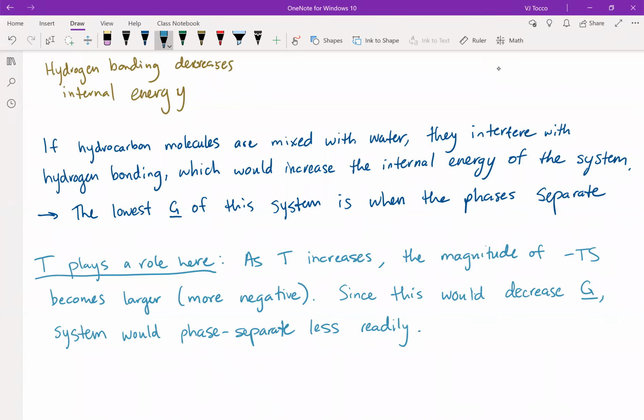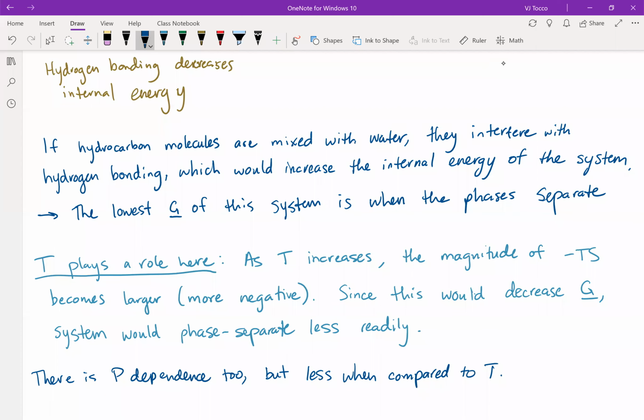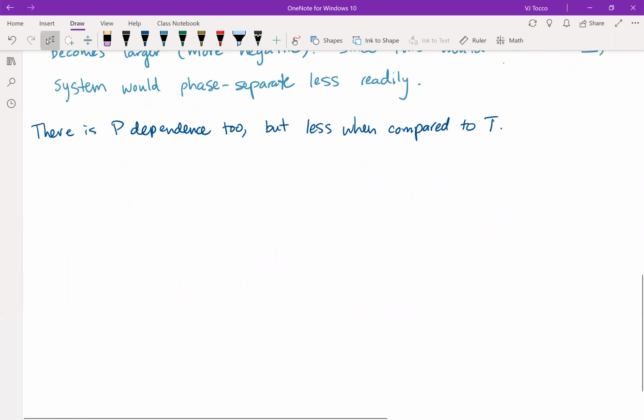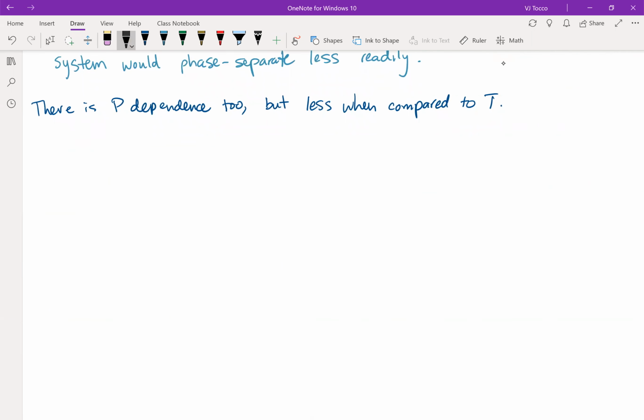Also note that pressure plays a role here, but as is the case for so many other examples, pressure has a reduced role in relation to temperature, but there is still some pressure dependence. So once again, this manifests itself in the phase diagram, which I drew last time. So for a generic liquid-liquid equilibrium example, the phase envelope would look something like this.